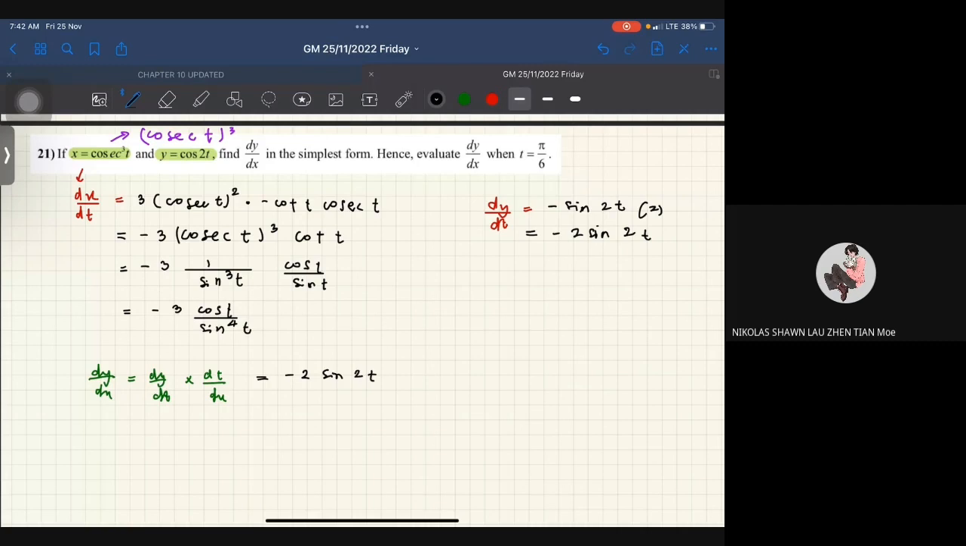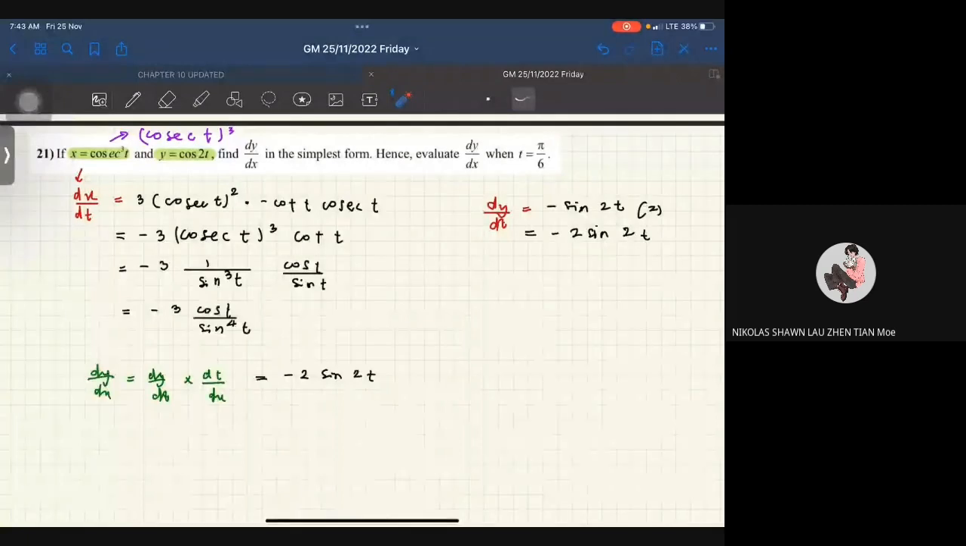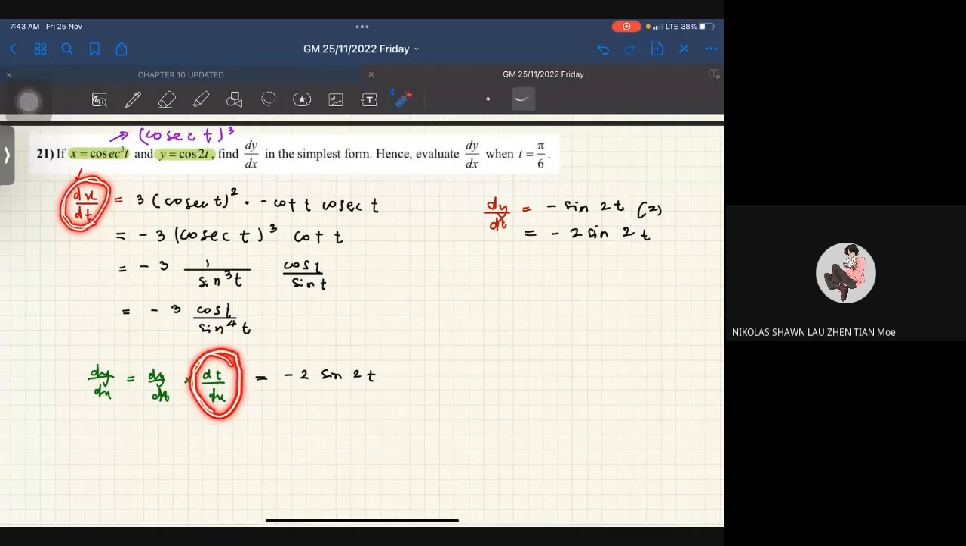So macam mana kita nak dapatkan dt dx? Awak ada dx dt. What do you need to do? Chain rule? Tak perlu. No need chain rule. Ni, this one, awak ada dx dt, tapi awak nak cari dt dx. Apa beza dua ni? Reciprocal. Yes, betul. Dia reciprocal sahaja. Okay, so in order to find dt dx, you just need to divide your dx dt. Letakkan yang ini dekat bawah sahaja.